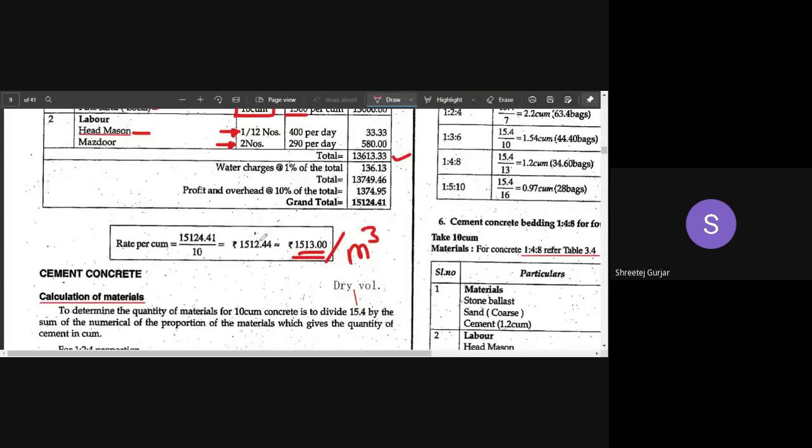Now, if you want to fill a plinth of say 100 cubic meter, what will be the cost? This is the rate for 1 cubic meter. For 100 cubic meter, it will be multiplied into 100, correct? Or if you want to find for 50 cubic meters, you have to multiply this rate by 50. So this rate per cubic meter is very important. Next. Shall we start with the cement concrete?